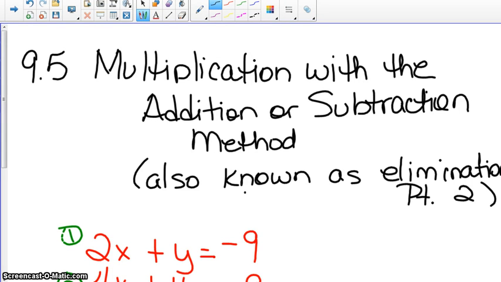Okay. All right. This is 9-5, multiplication with addition or subtraction method, meaning multiplication with elimination is what I like to call it. And several other major algebra teachers across the country.